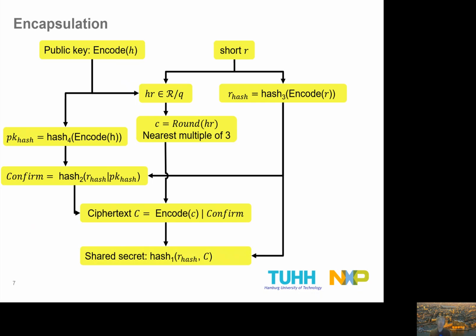To generate the shared secret, we take the value of r hash, append the entire ciphertext, and hash it one final time, and then we have our shared secret. That concludes the encapsulation.